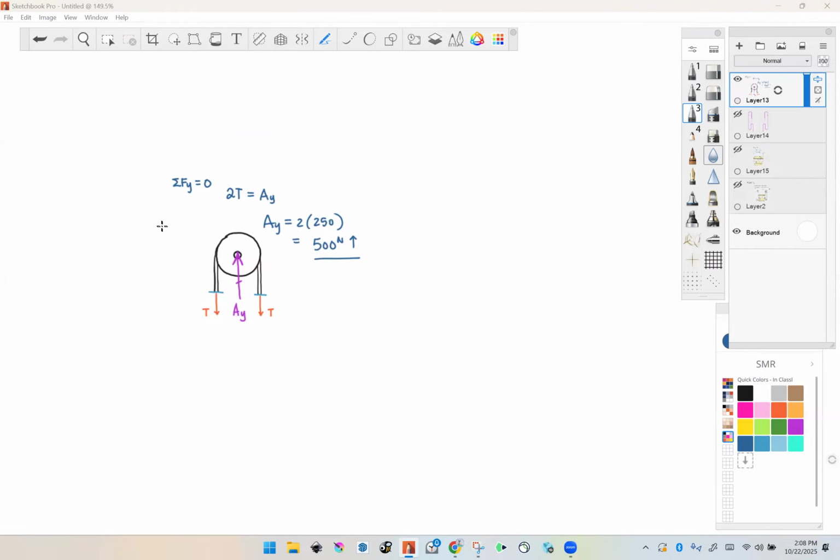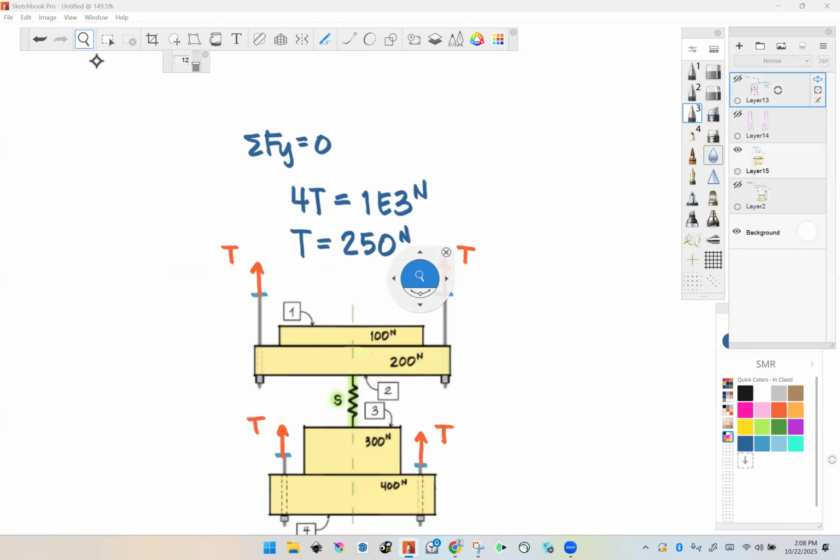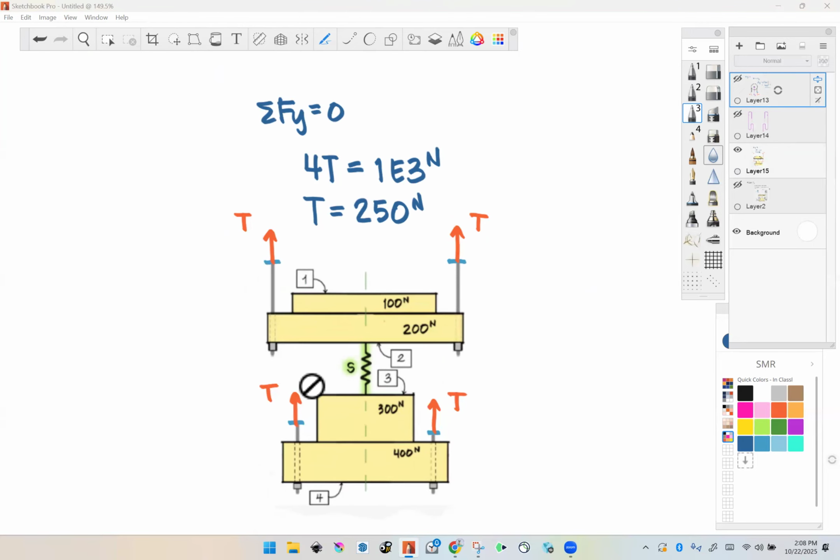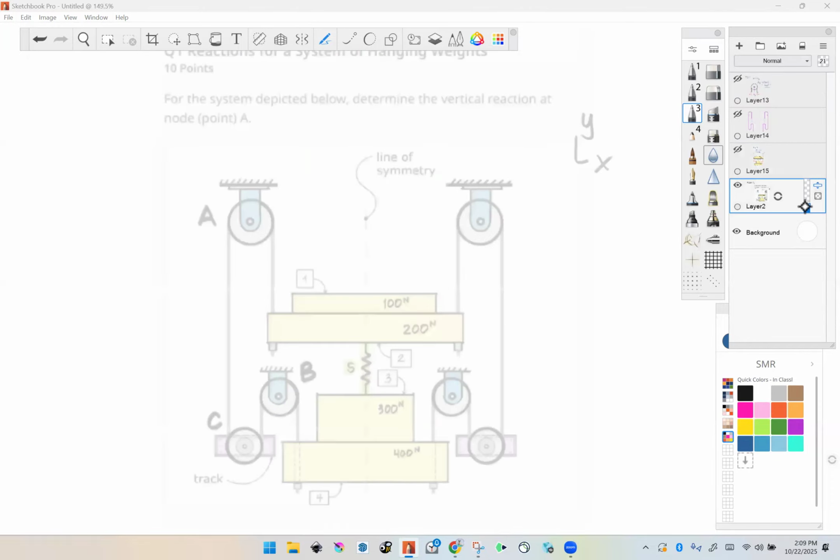Now, the question that you may have is, what about that spring? Why is this a legal move? I don't have any idea how much force is in that spring. Well, because you didn't detach it, you don't have to put a force there. There's a lot of power in being clever about where you make your free body diagrams. Now, that said, this is one way to solve the problem, but they're not always this easy.